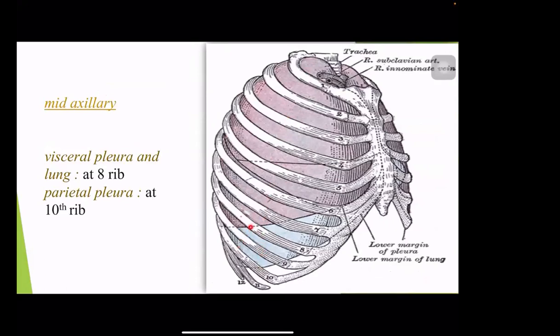This is the visceral pleura. Here it reaches the 8th rib, while the parietal pleura here reaches the 10th rib.